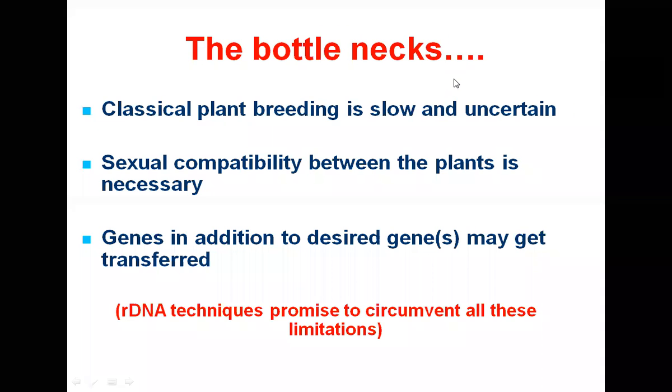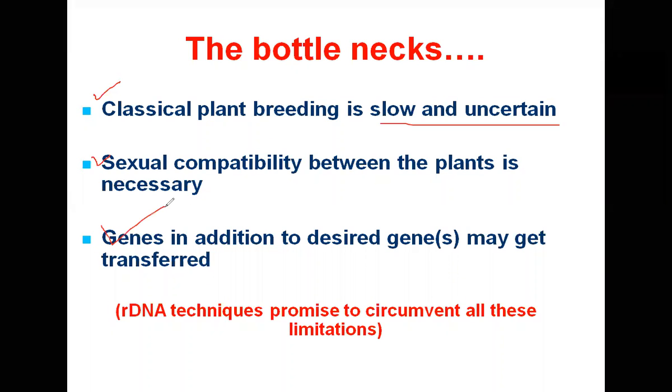Now, if plant breeding has played such an important role, what is the need for anything else? See, classical plant breeding is very slow and uncertain. You have to do experiments, it takes time, and after the time is over, you really don't know whether you are successful in crossing over the desirable trait or not. The second bottleneck is sexual compatibility between the plants. In the two plants being crossed, sexual compatibility is necessary in classical plant breeding.